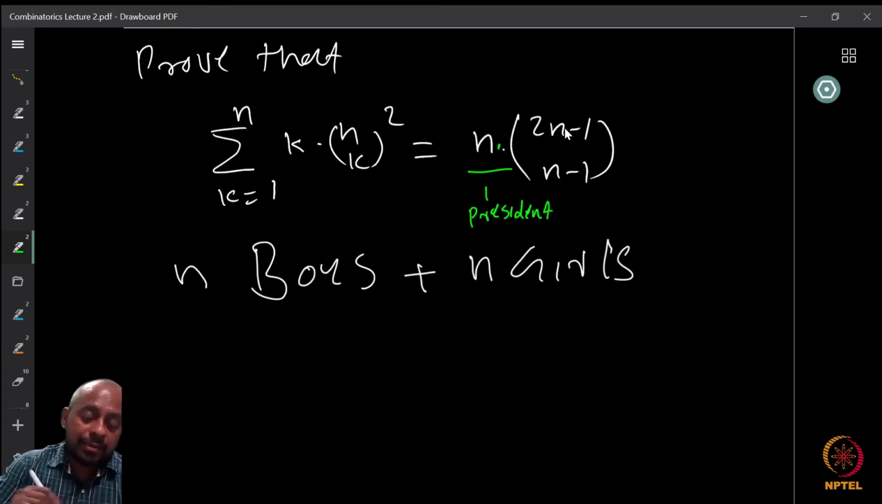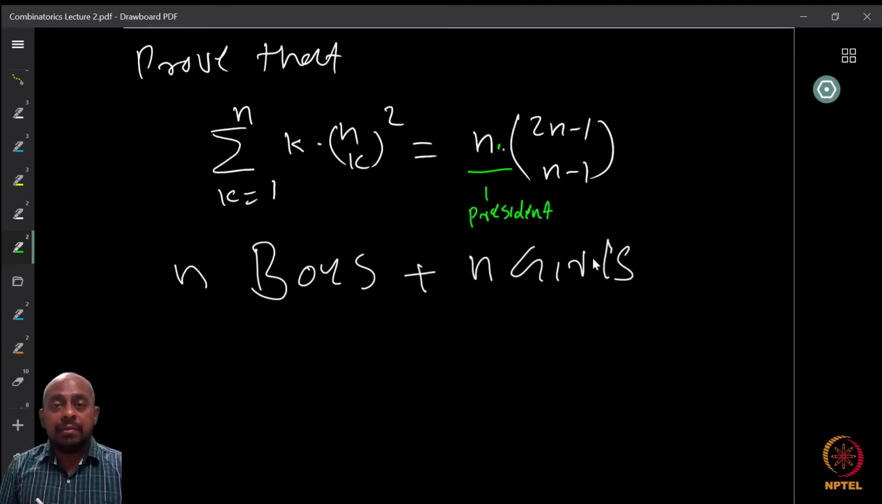So why does the left-hand side count precisely the same thing? What happens on the left-hand side? I have the summation k is equal to 1 to n, k into n choose k whole square. Okay, so let me count this, the president forming club forming business, in a slightly different way. How am I going to count this?